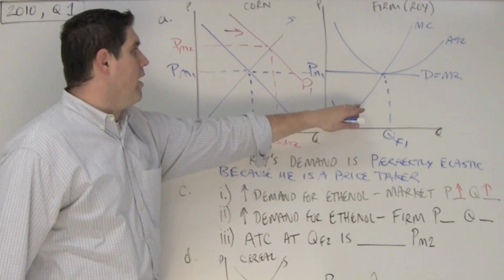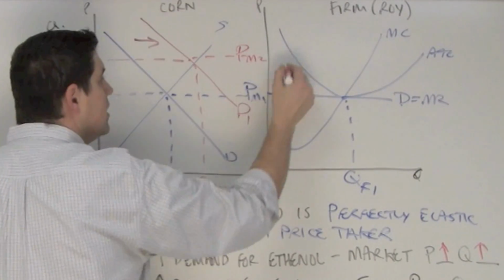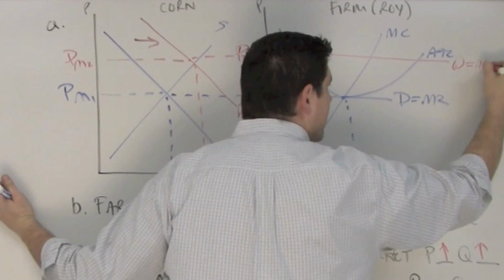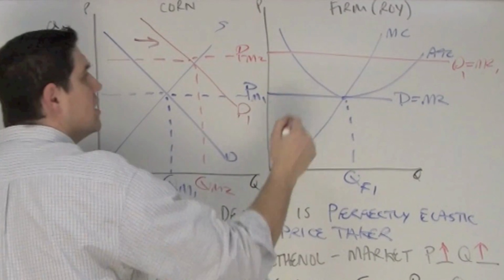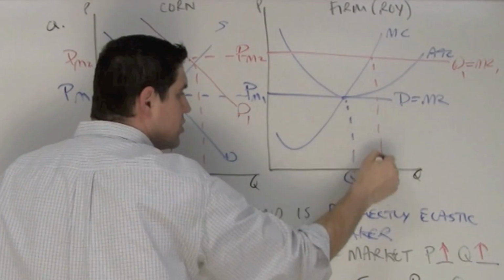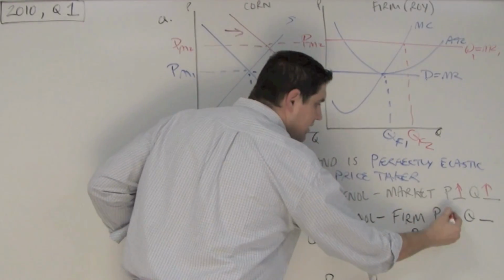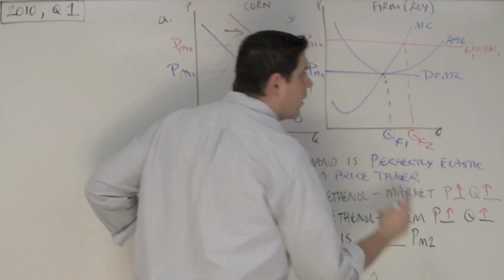Now what about for Farmer Roy? Well, he's a price taker, so he's going to take this price, PM2, a new demand equals marginal revenue right here, and he's going to produce where MR equals MC. The new MR hits MC, so this is the quantity QF2. So for the firm, the price is going to increase and the quantity is also going to increase.